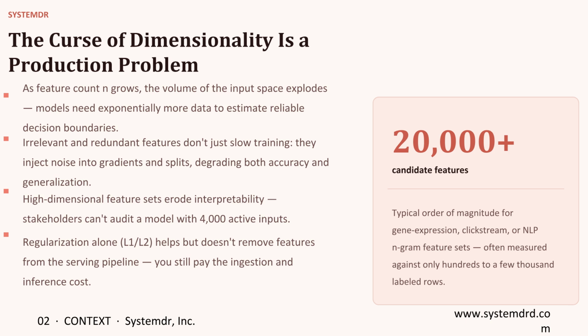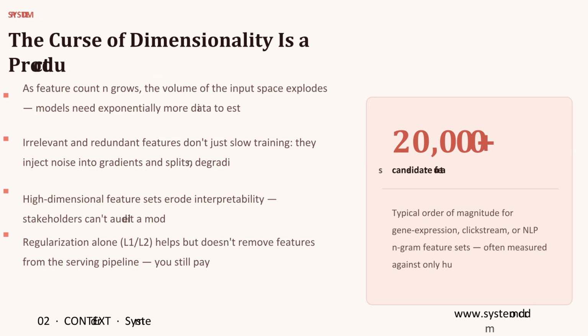To put a number on it, 20,000 plus candidate features is a completely normal starting point in domains like genomics, clickstream data, or NLP n-gram features. And that's often measured against a dataset with only hundreds, maybe a few thousand labeled rows. That mismatch is the entire problem we're solving today.